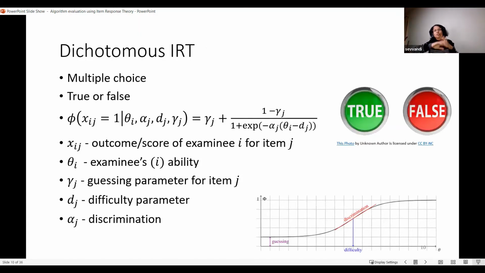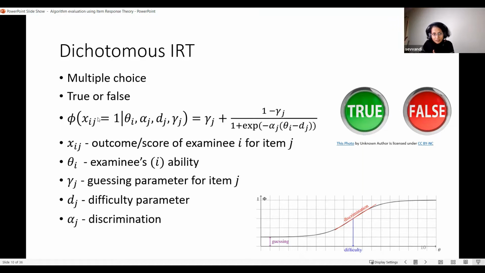So to go through with this work, I just wanted to go through different IRT models, because there are many models as well. So there's a dichotomous model, so it's like a multiple choice question. You have a true answer and the others are false, or they can be true or false questions. So the equation that describes it is this one here. So Xij is the outcome or the score. So this is the mark of examinee i for item j.